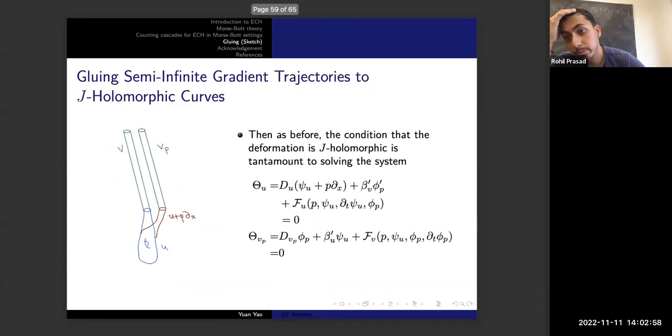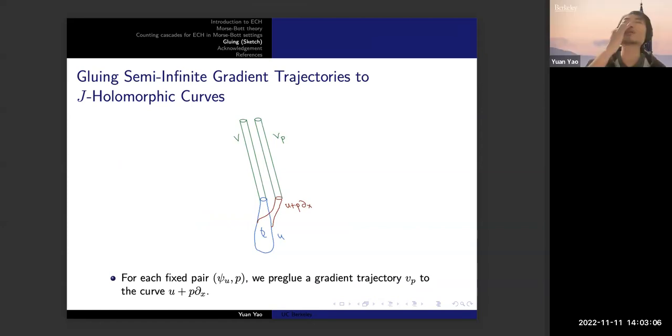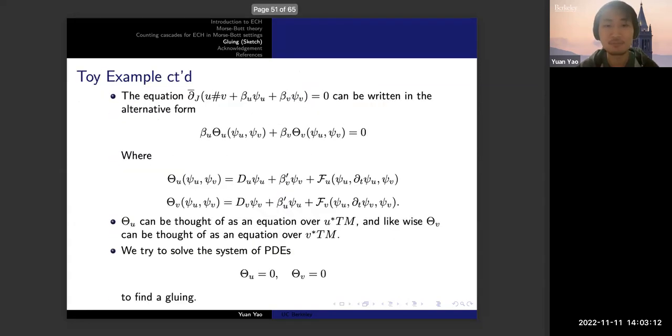Yeah, so do you expect to write down the UMAP in the same way by counting cascades of index 2 with the point constraint? So the issue is not the analysis. The issue is, again, with transversality. The moduli space of cascades of ECH index 2 might not be well behaved.